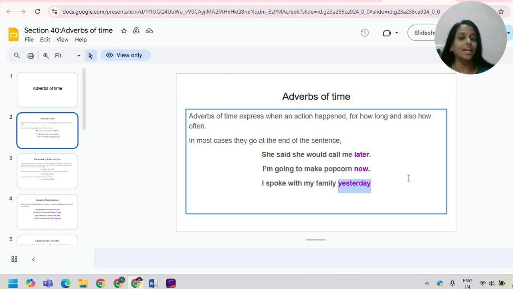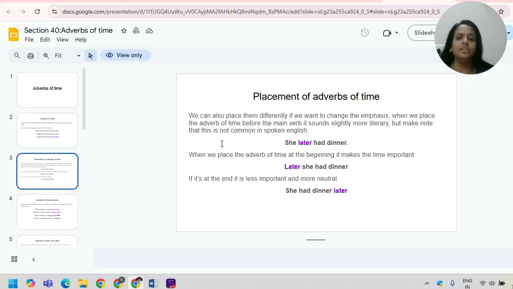Okay, so these tiny little words we call adverbs of time, and we can also place them in different places of the sentence. If we want to change the emphasis, we will place the adverbs of time in different positions in a sentence. If you place the adverb of time before the main verb, it sounds slightly more literary, but just make a note of it. This is not very common in spoken English. Okay, so this is for literary purposes.